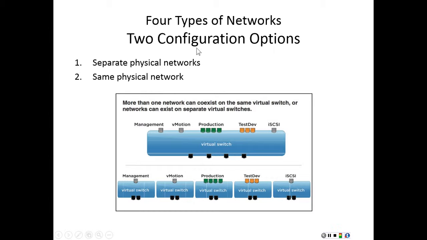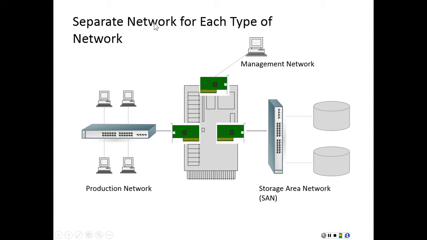And there are essentially 2 configuration options. You can have a separate physical network for each type of network, or they can all be on the same physical network. Now, ideally, you will have a separate physical network for each type of traffic. A separate network for production, a separate network for storage area network, a separate network for management network, and a separate network for vMotion. But the problem with that is it can be kind of expensive.